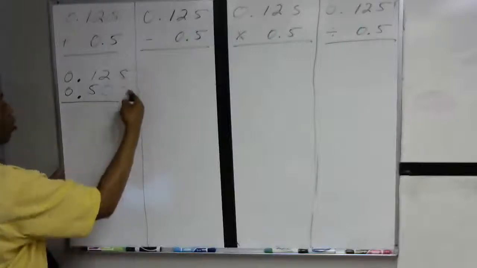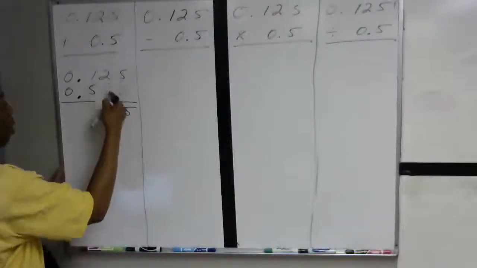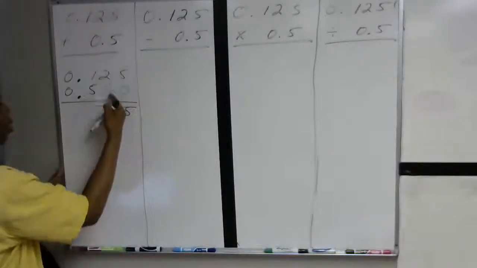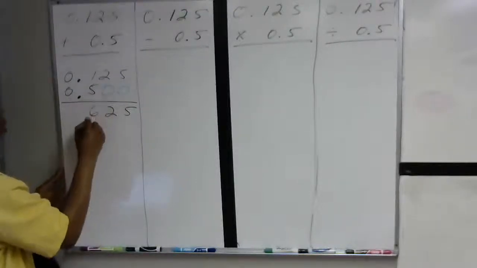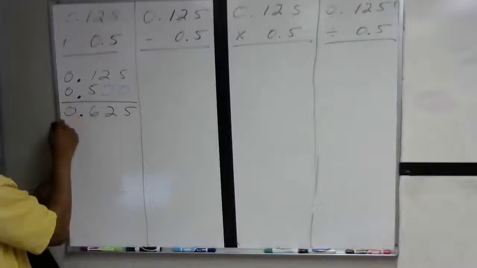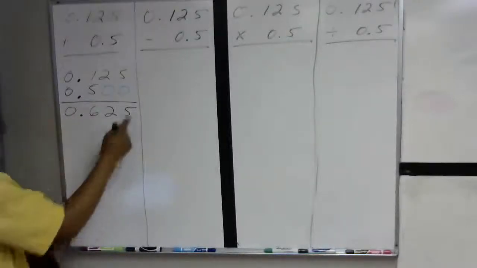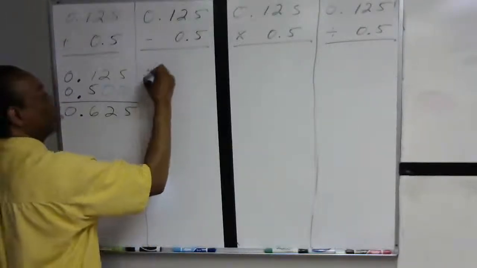So we're adding up our thousandths, it's 5. Adding up our hundredths, that's 2. Adding up our tenths, we get 6. Then the decimal, and there are no ones. Finish this one.